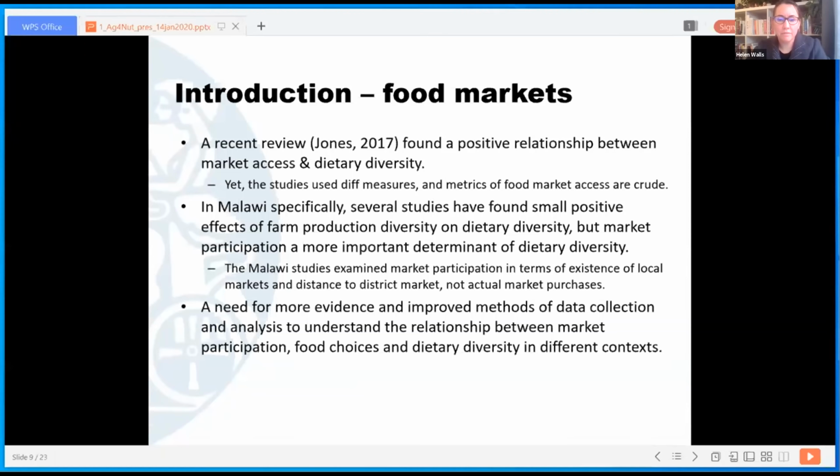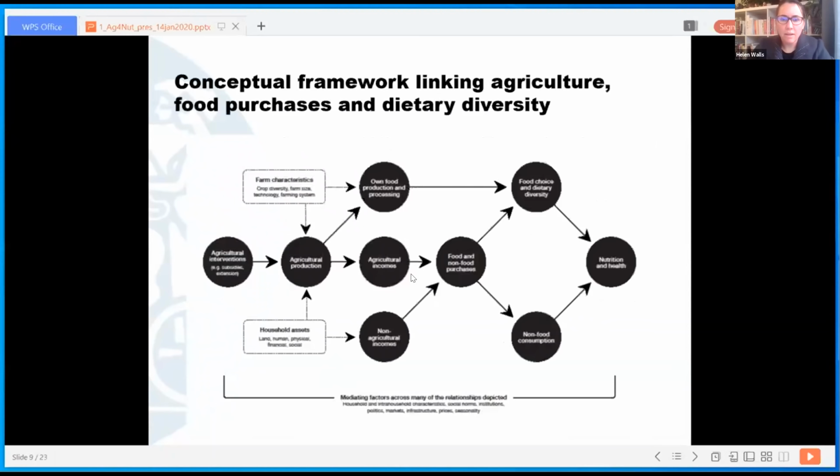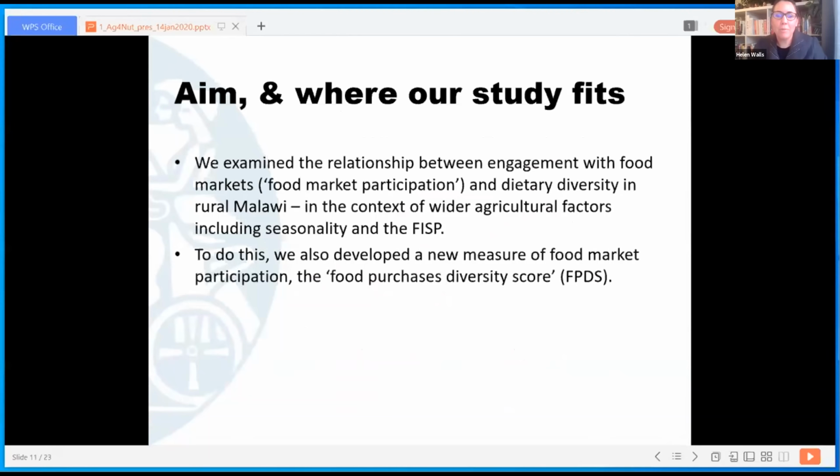So there's a need for more evidence and also improved methods of data collection and analysis to understand the relationships between market participation, food choices, and dietary diversity in different contexts. So in the interest of time, I'm not going to go through this conceptual framework in detail, but it is a visual conceptualization of the relationships between agricultural factors, household income, market participation, food choice, dietary diversity, and nutrition and health outcomes. So just to recap, to date, not many studies have actually empirically examined relationships between agricultural factors, food market participation, and dietary diversity. And those that have done so have often used quite crude metrics.